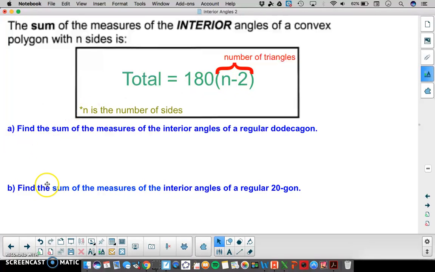I have 2 examples that I want you guys to try. Find the sum of the measures of the interior angles of a regular dodecagon. Find the sum of the measures of the interior angles of a regular 20-gon.